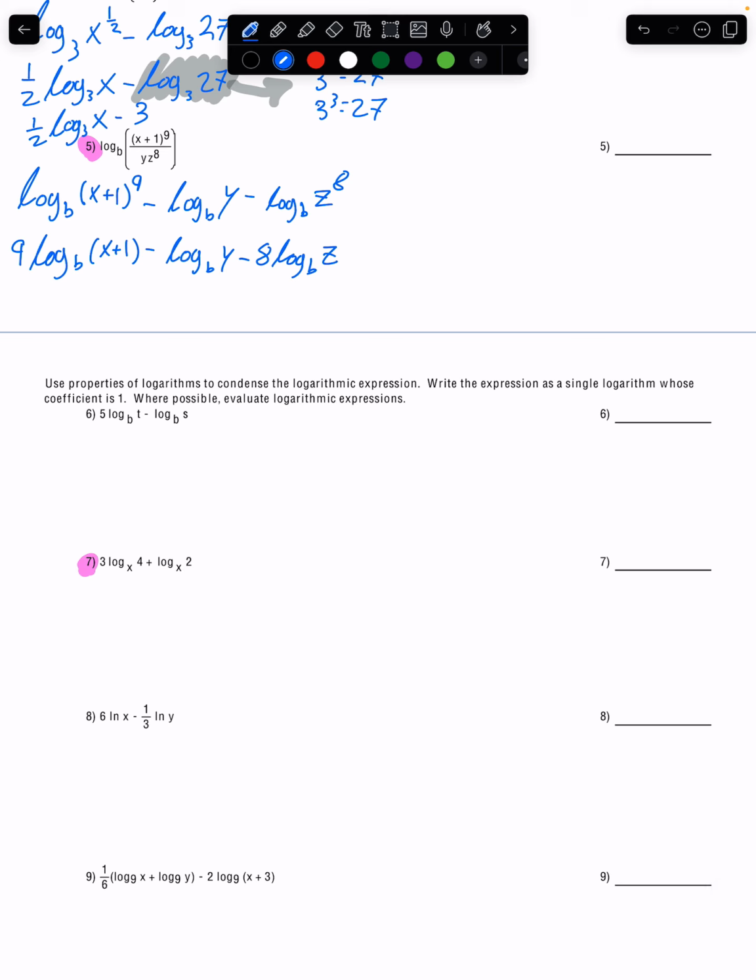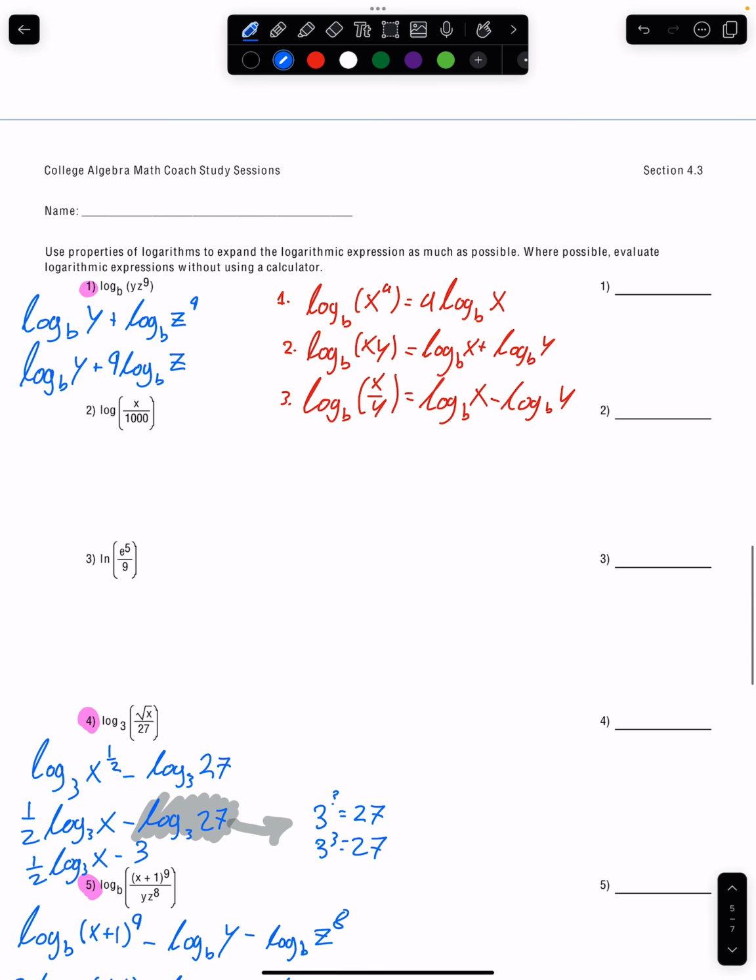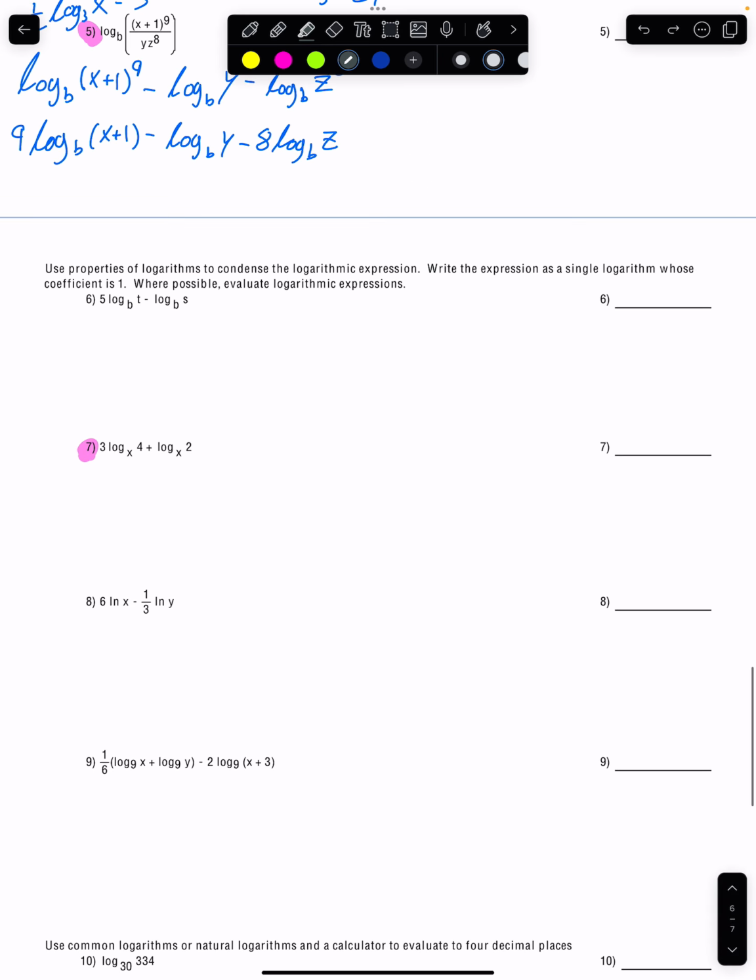And for number 7, it says use the properties of logarithms to condense the logarithmic expression. Write the expression as a single logarithm whose coefficient is 1, and where possible, evaluate the logarithmic expression. So let's take a look at this problem. We're kind of just working backwards. Since they're being added together, I'm guessing we're going to move towards bringing them inside and multiplying. But we're going to move some things around.